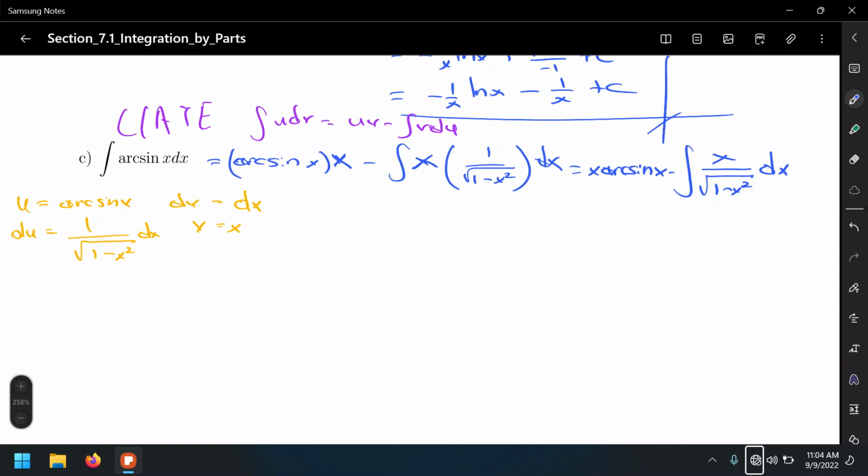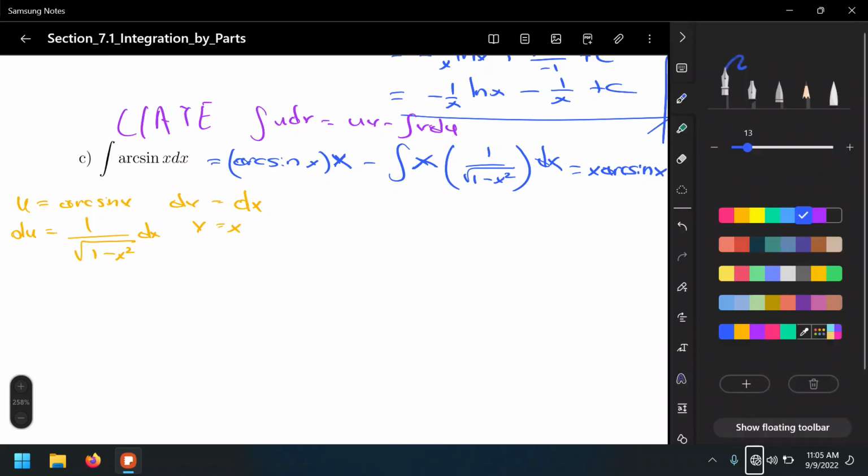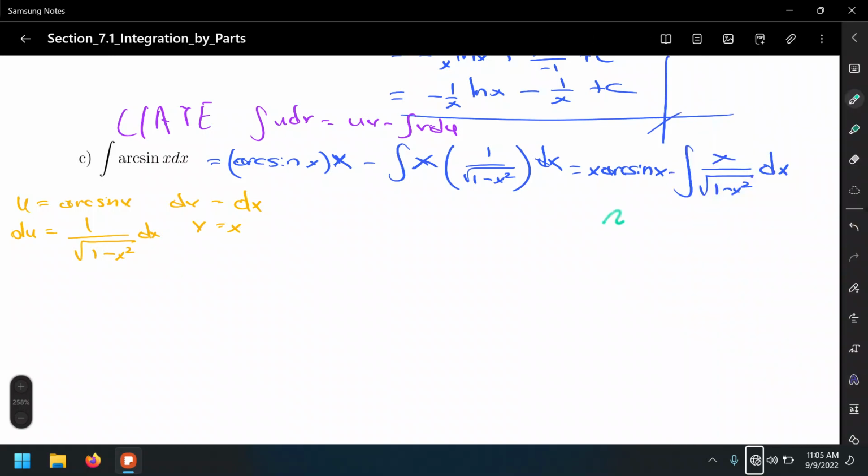And what about the integral at the very end? Any ideas on how to compute that integral? U substitution. This is a really good candidate for U substitution. Observe the degree inside of the radical is 1 more than the x that we have multiplying with the dx, so that's going to work just fine. So u equals 1 minus x squared, du will be negative 2x dx. That means x dx equals negative 1/2 du.